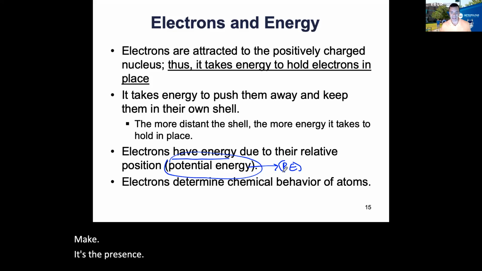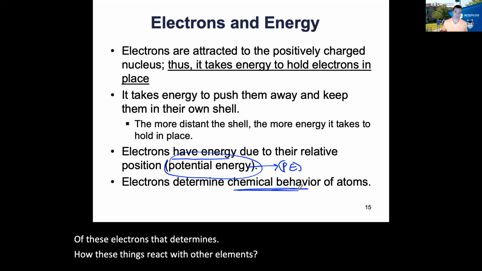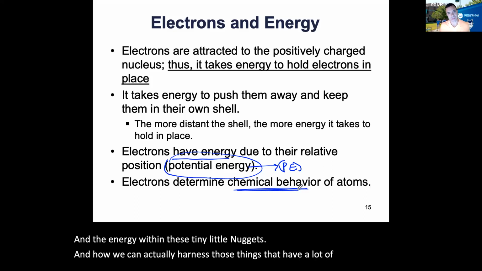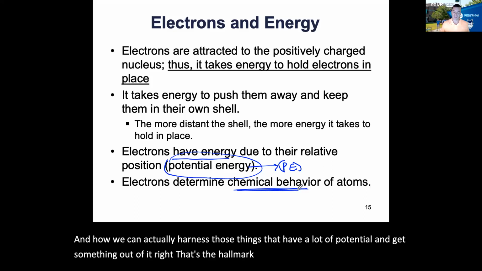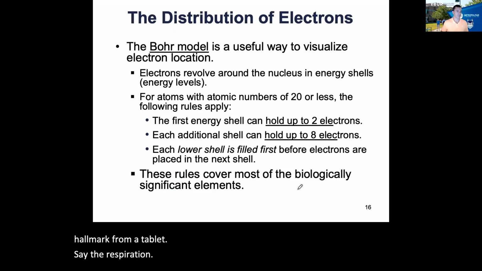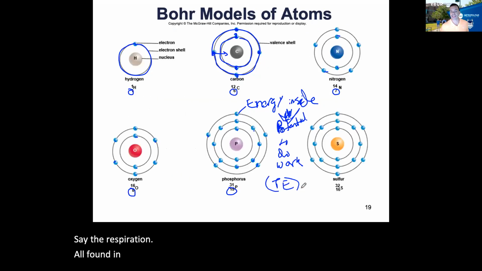It's the presence of these electrons that determines how these things react with other elements, how they react with each other. Okay. And we'll see this concept of electrons in the next unit when we talk about energy, and the energy within these tiny little nuggets, and how we can harness those things that have a lot of potential and get something out of it. Right? That's the hallmark for photosynthesis. That's the hallmark for metabolism, cellular respiration. All of it found in these tiny little things floating around.